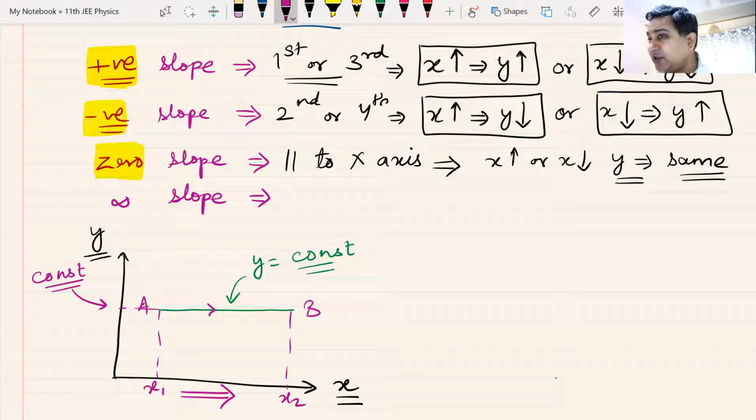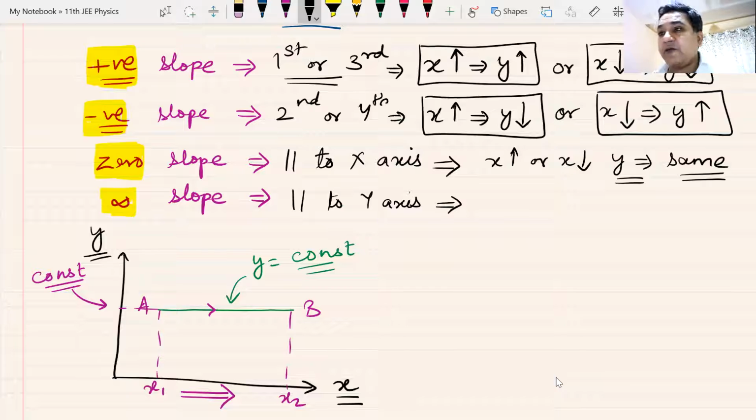Does anyone have any doubt on this? Okay. Then if you have understood this, you must be able to tell me what would be a graph with infinite slope or undefined slope. Yes, Teja, that is what I was expecting from you. Great one. This would be a graph which is parallel to the y-axis.